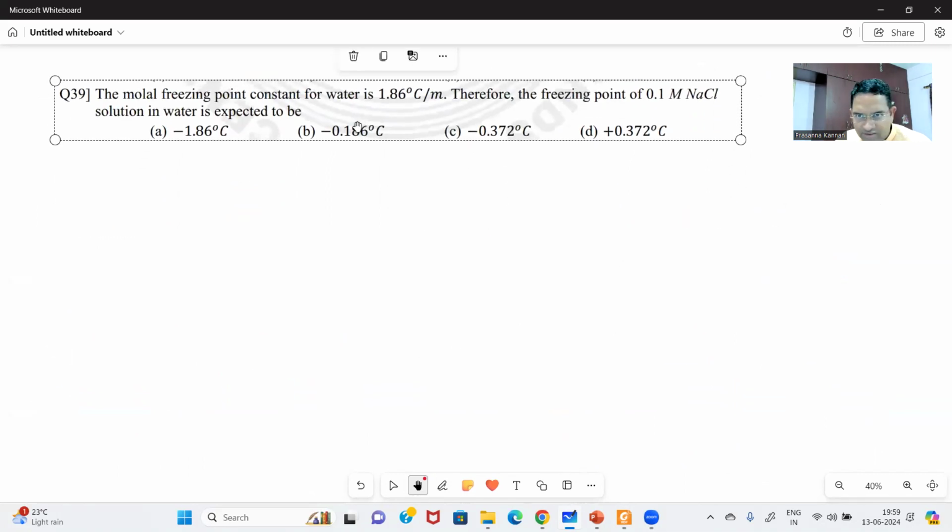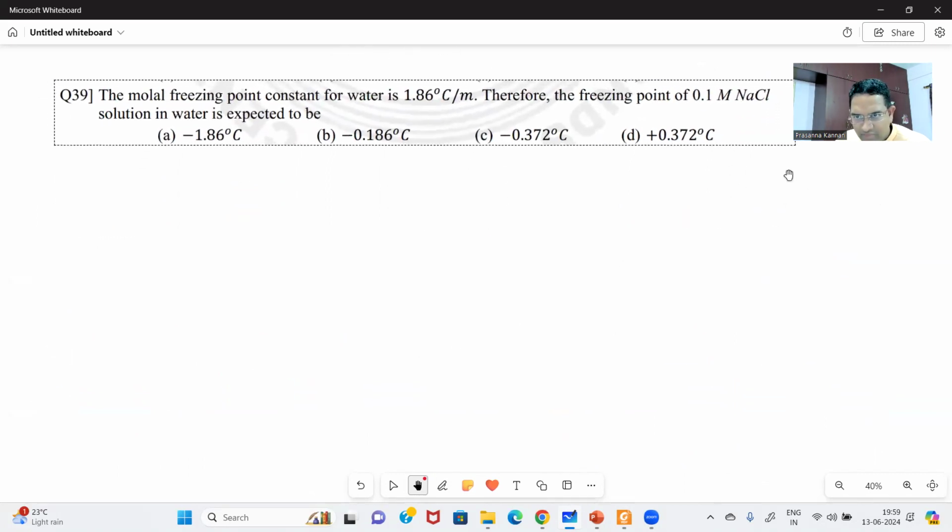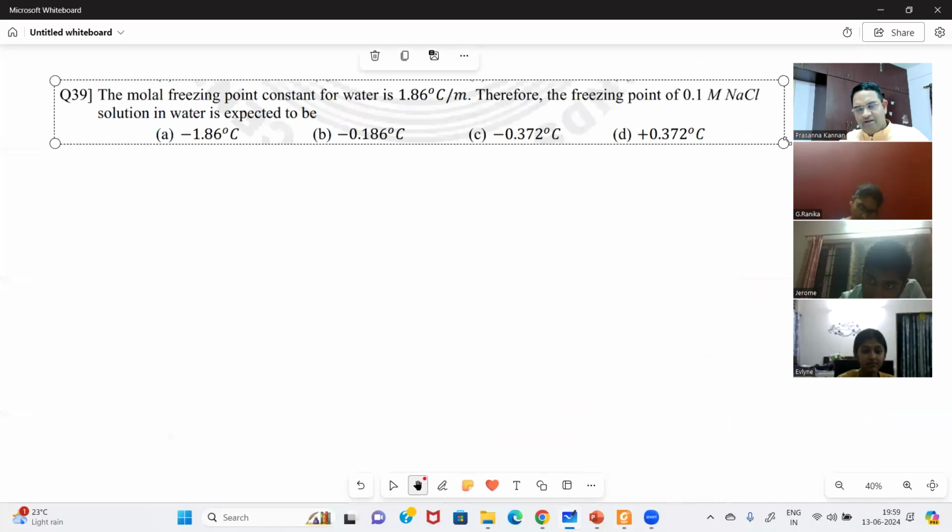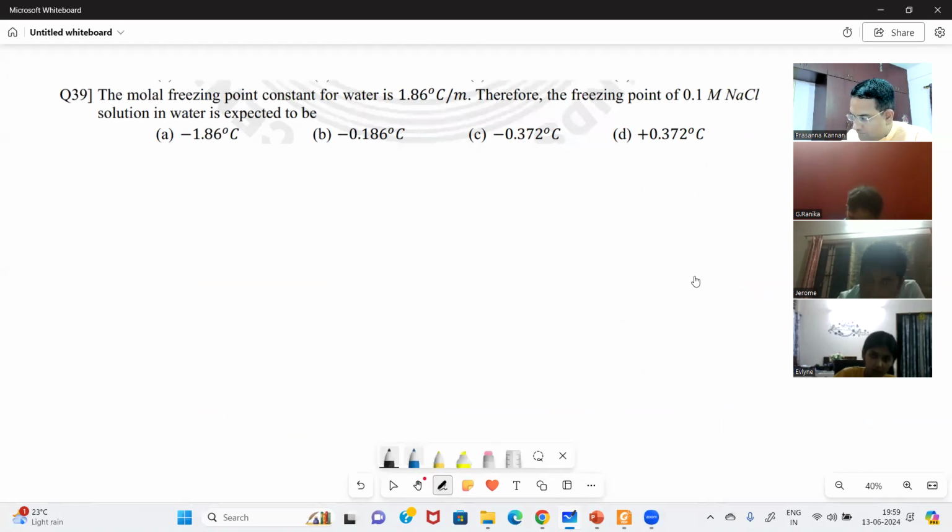Okay, Evelyn, can you try this question and get me the answer? Everybody, please try it. Yes, sir. Please make it as 0.1 molal solution. Small m, usually we use small m for molal.